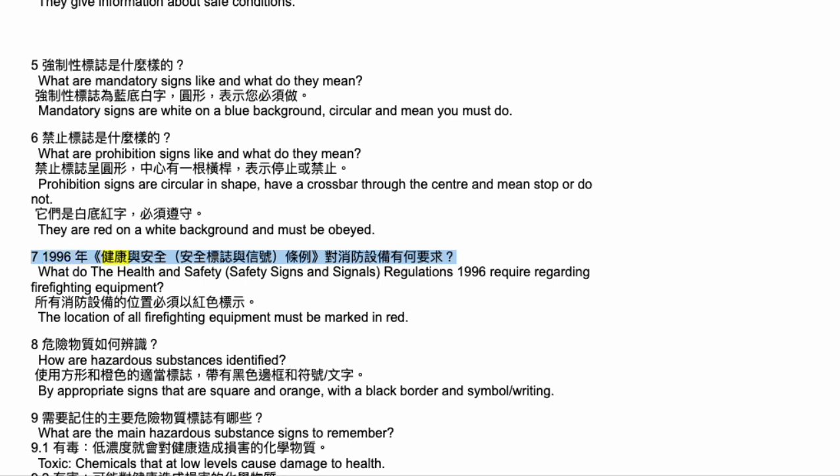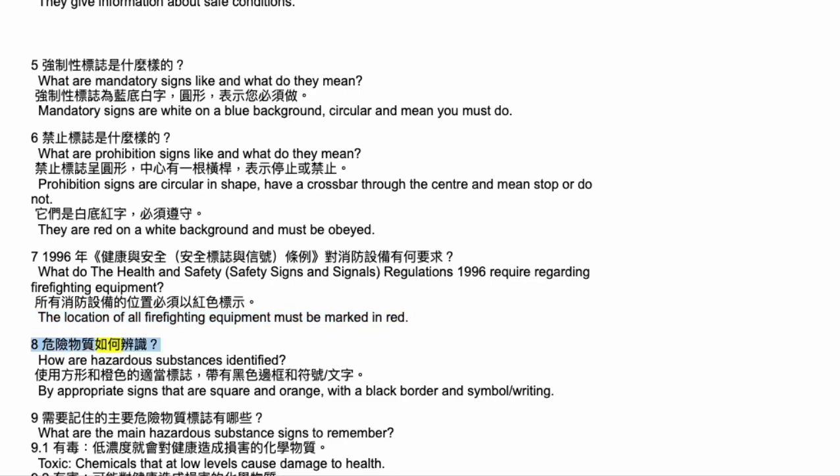What do the health and safety signs and signals regulations 1996 require regarding firefighting equipment? The location of all firefighting equipment must be marked in red.